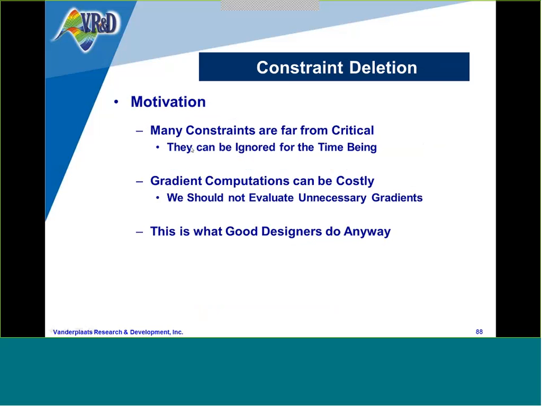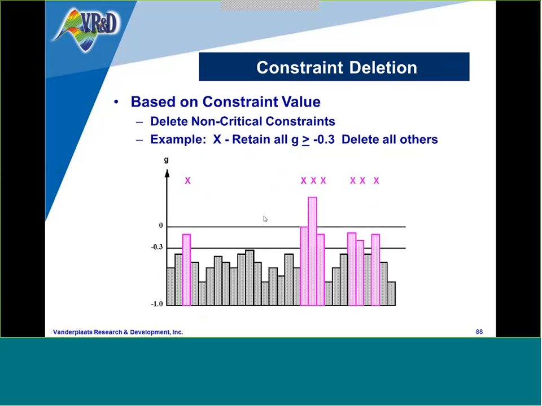Constraint deletion: a lot of constraints are far from critical. Gradient computations can be costly, and good designers ignore non-critical constraints anyway. So again, we're modeling the mind of a good designer. One way is to say any constraint that is more negative than -0.3, we can ignore for this cycle. Now, this is for one step in the optimization process. Later, if some of these become critical, we'll add them back in.